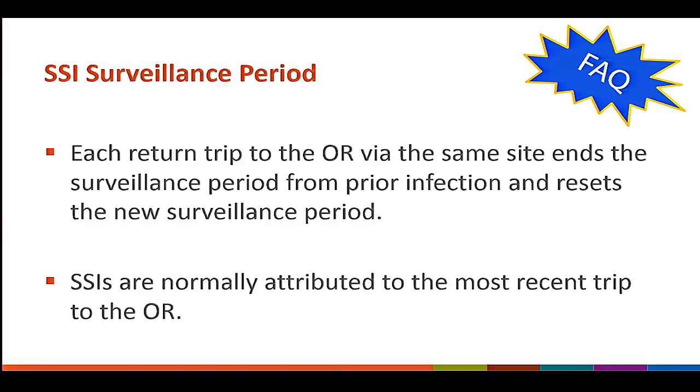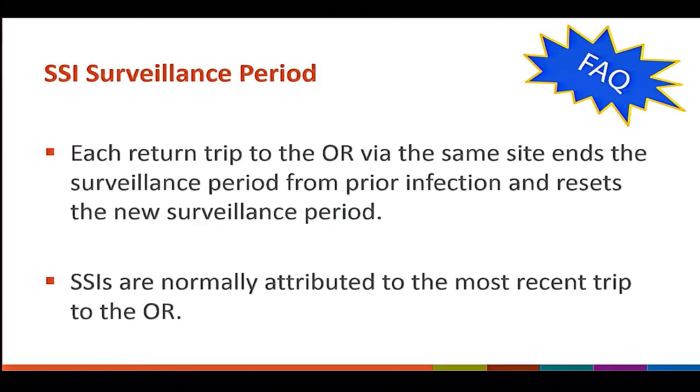And what is an SSI surveillance period? This is a frequently asked question. Each return trip to the OR via the same site ends the surveillance period from prior infection and resets the new surveillance period. SSIs are normally attributed to the most recent trip to the OR. There is no such thing in SSI surveillance as POA, ongoing. The patient goes to the OR for an NHSN operative procedure, you begin a new surveillance period where you monitor for an SSI. That's an opportunity.